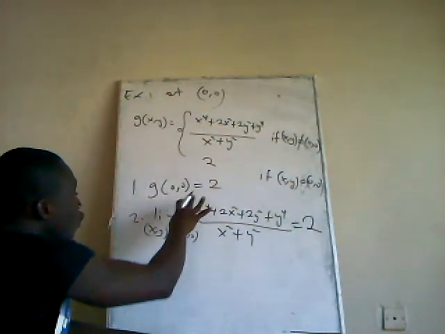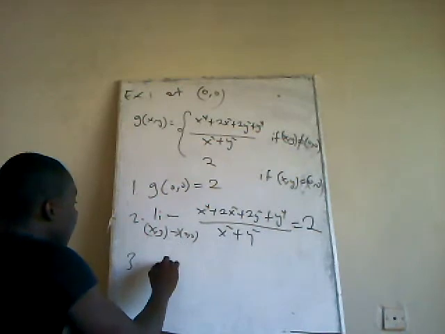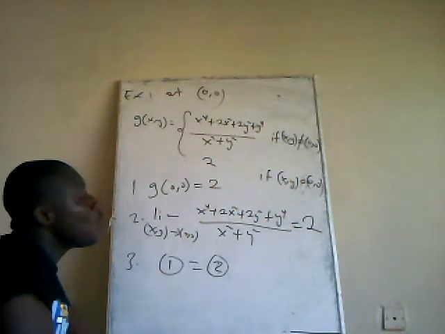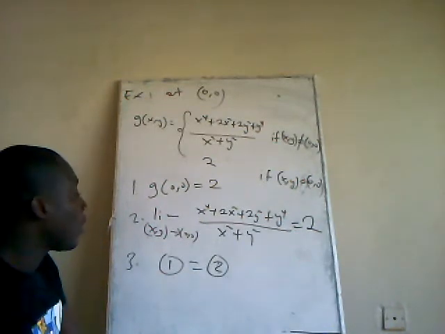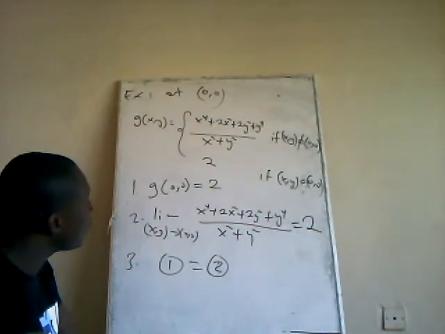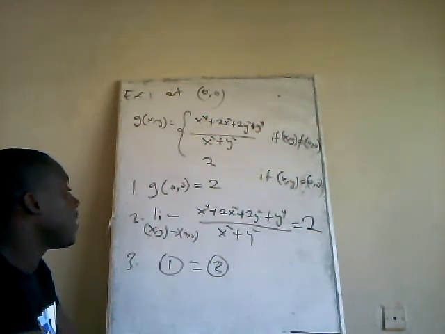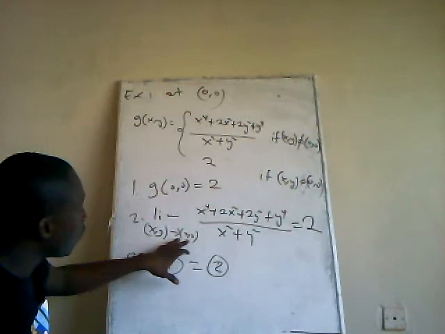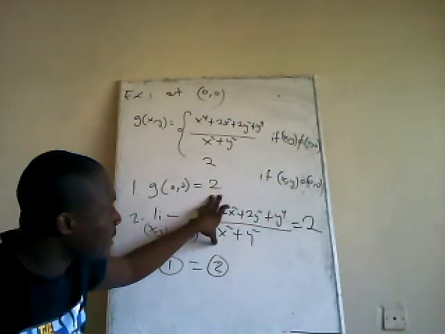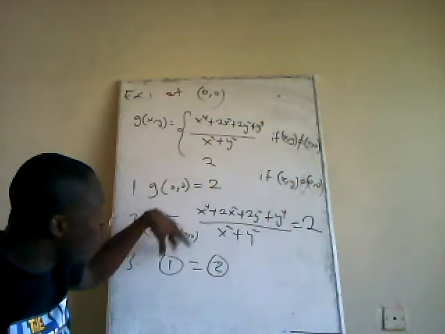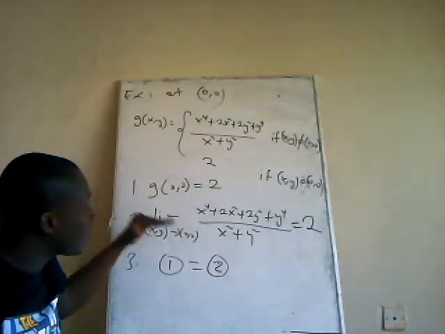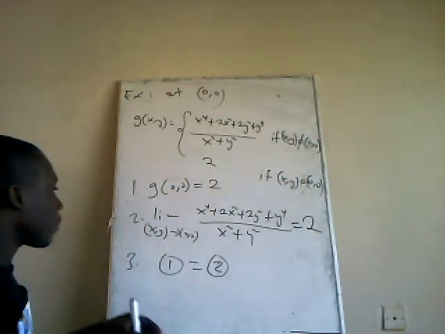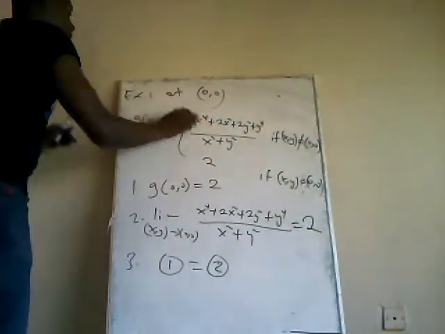So clearly, since g of 0, 0 is 2 and the limit is also 2, 1 is equal to 2, we claim the limit exists. Sorry, we claim the function is continuous at the point 0, 0. Let me take it again. Since g of 0, 0 is equal to 2, and the limit as x, y approaches 0, 0 of the function is also equal to 2, and the two are equal, we claim the function is continuous at the point 0, 0. Okay, another example.